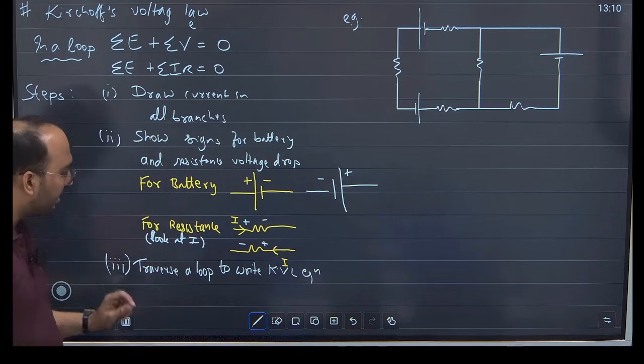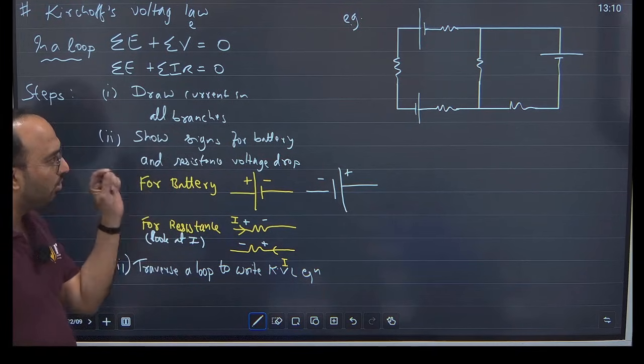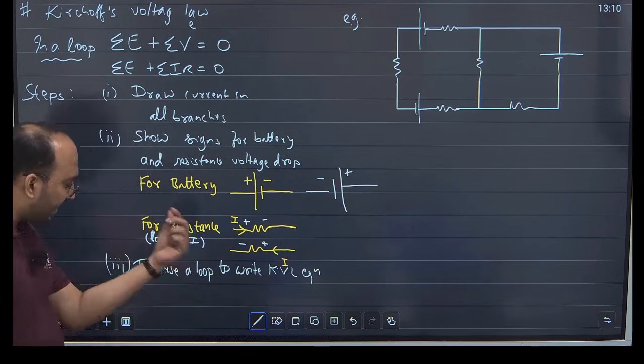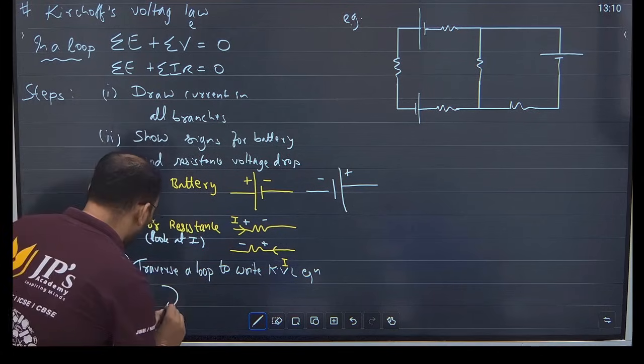And the last step is you traverse the loop. You decide on a loop, you travel through the loop, and then you write your KVL equation. While traveling, you can travel clockwise or you can go anti-clockwise.